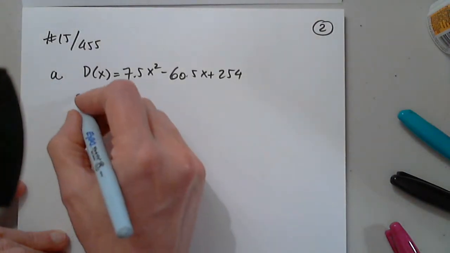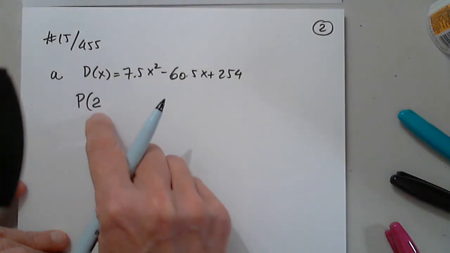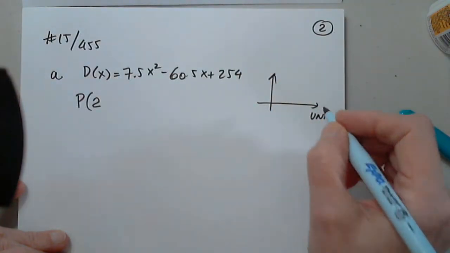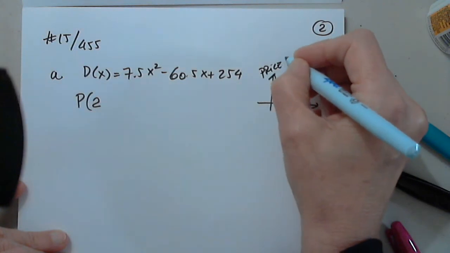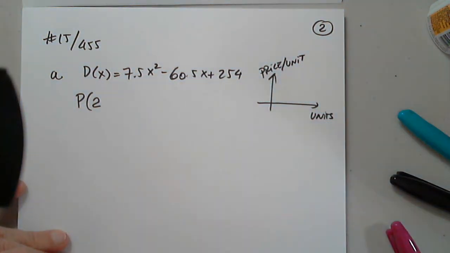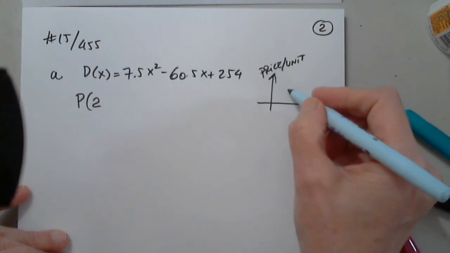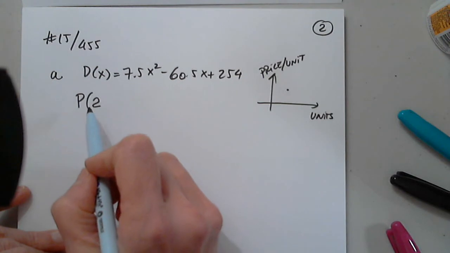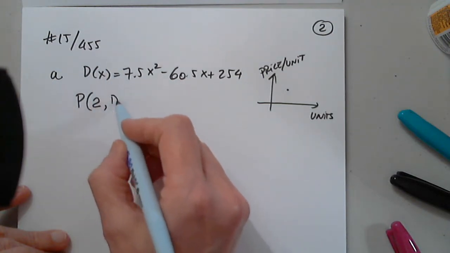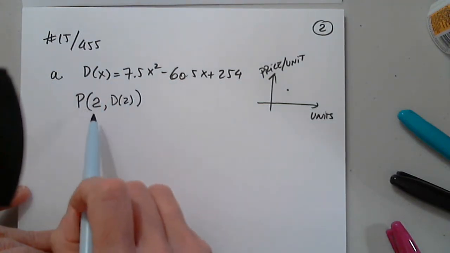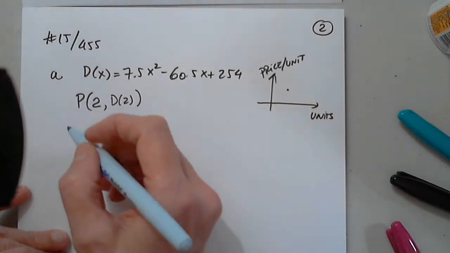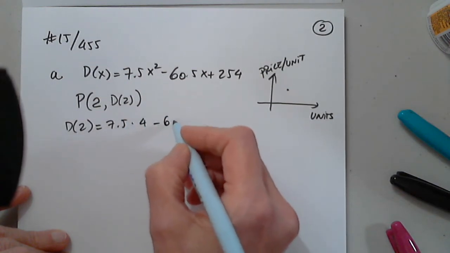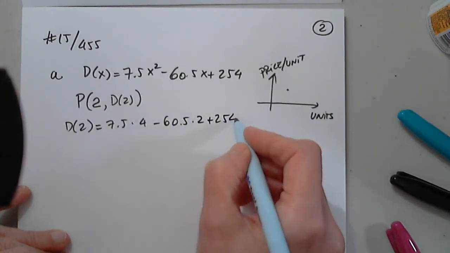So once we're told that she makes 2 jumps, this is the number of units. So remember, this is the number of units, and this is the price per unit, right? So I have to determine the point right here, number of units, price. So the point is, when x equals 2, I have to determine d of 2. So this is x and this is y. So first I determine d of 2 as 7.5 times 4 minus 60.5 times 2 plus 254.